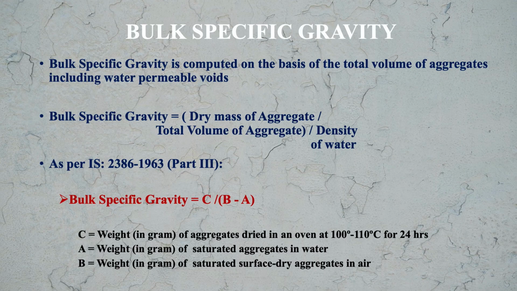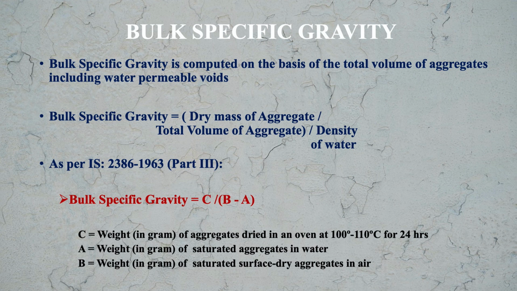Now bulk specific gravity, or simply specific gravity, is computed on the basis of the total volume of aggregate including the water permeable voids. You can obtain bulk specific gravity by dividing the ratio of dry mass of aggregate and the total volume of aggregate by the density of water.